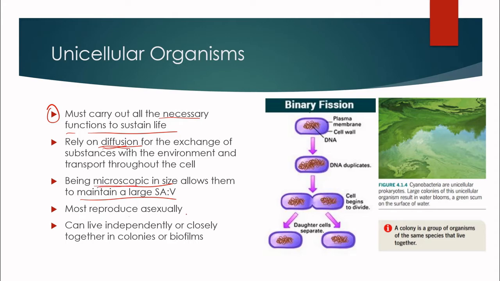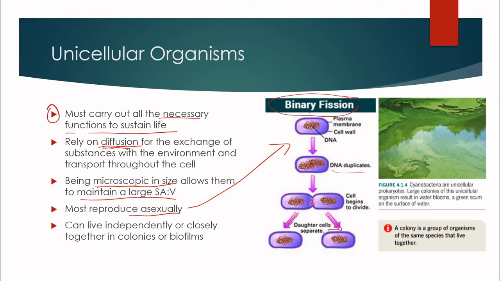Most reproduce asexually. Asexually means they don't have a partner, and you can see an example of that over here, what we call binary fission. So this is a simple prokaryote here. It duplicates its DNA, and then that cell divides, and this is the binary fission here, to produce separate daughter cells.